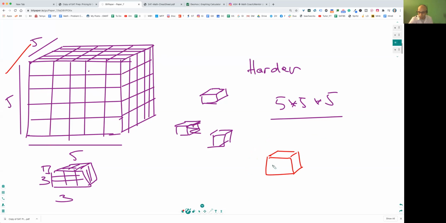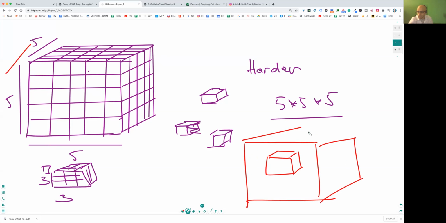Let me just draw it like this. Inside this big cube over here, can you visualize it? There's a baby cube sitting inside this cube, and this baby cube doesn't have any colors. It's 3 by 3 by 3, and this one is 5 by 5 by 5. Okay, so watch this video. I'm pretty sure you're going to get it.